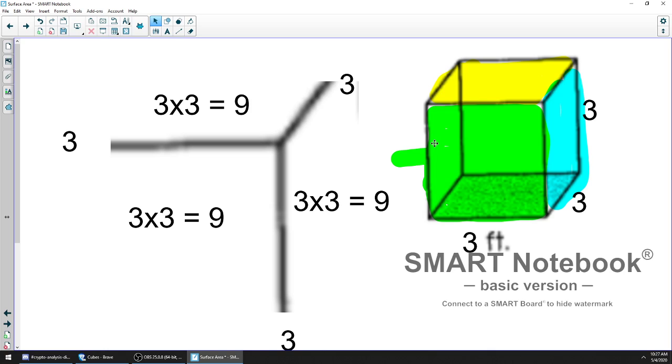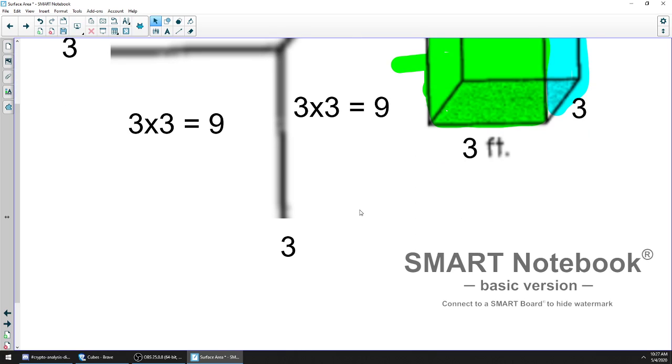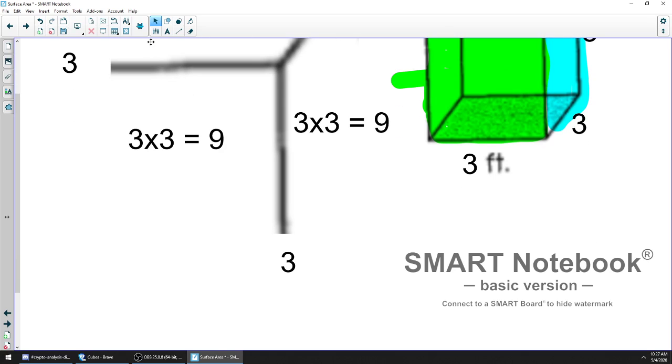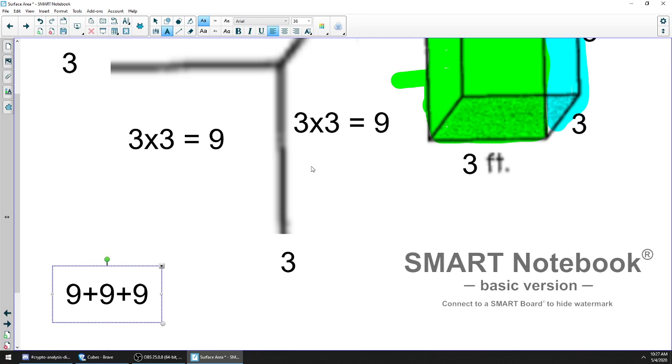I didn't get the left side, I didn't get the bottom or the back. But if we remember, the top is the same as the bottom, front is the same as the back, and right is the same as the left. So if I were to write this out, I only have the front, the top, and the right. If I add these all up, I would get 27.